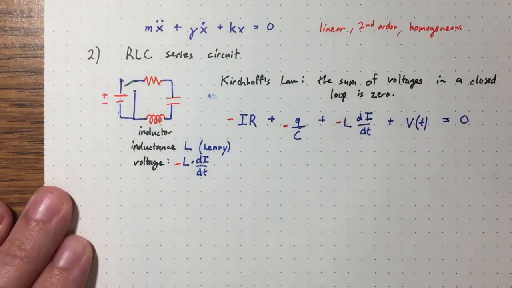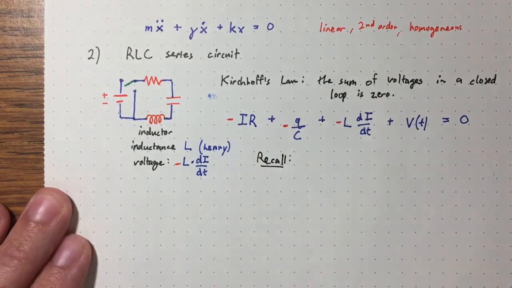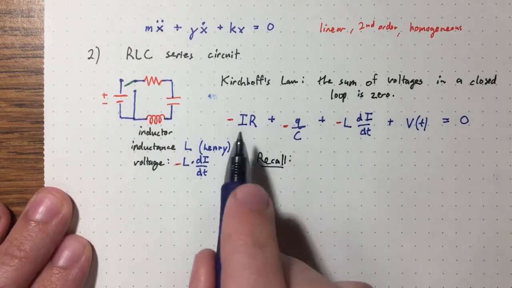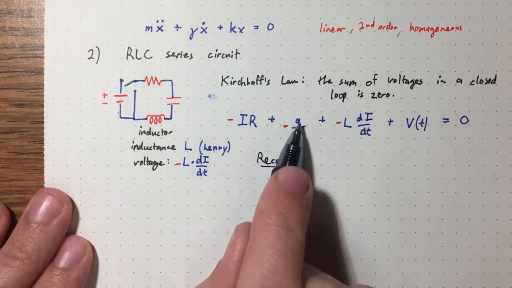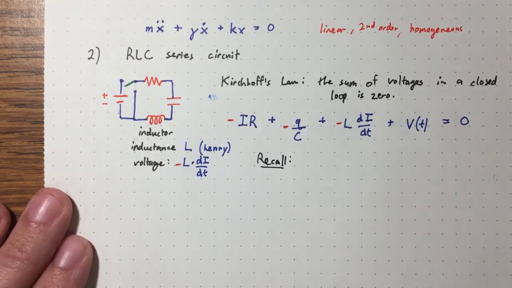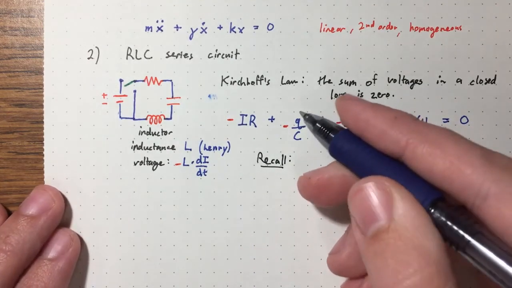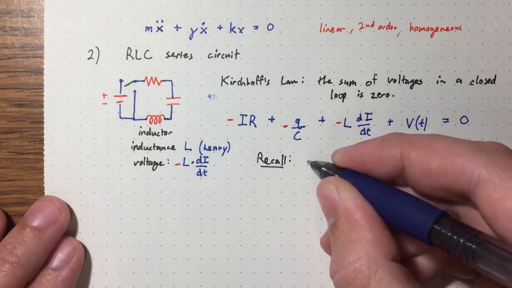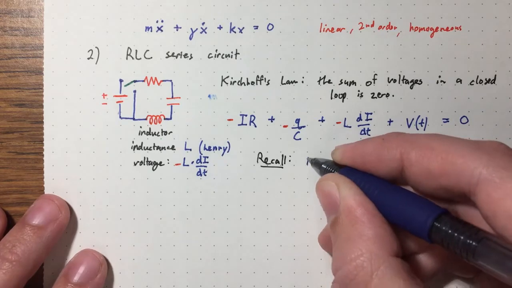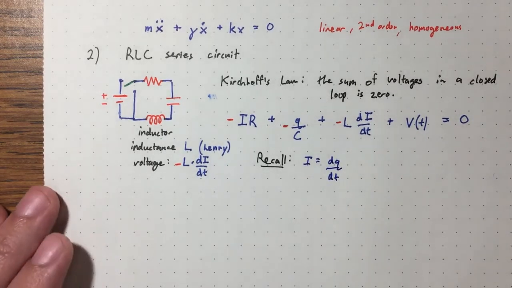Now, let's also recall, it looks like we have too many variables here. I mean, R, L, and C are all constants, but this I here represents the current, and this Q here represents the charge. Both of those are functions of t. Q of t or I of t, either of those we would like to study. But let's just recall they're actually related to each other. I is actually the derivative of the charge. So I is dQ/dt with respect to time.